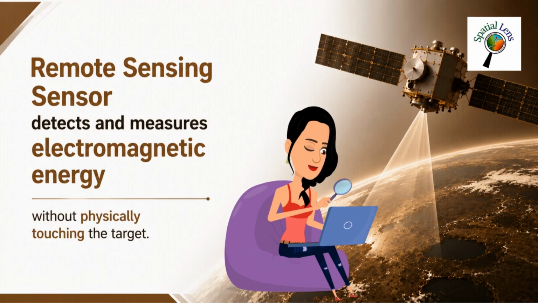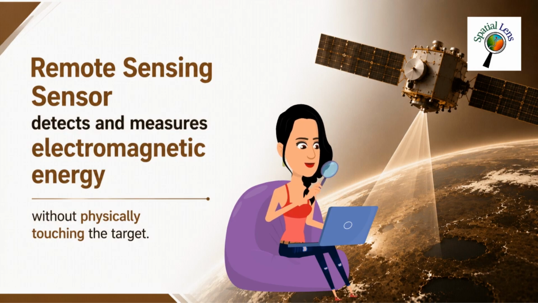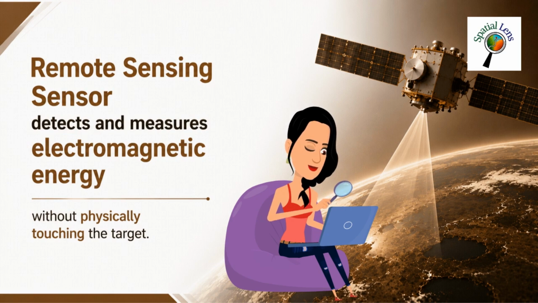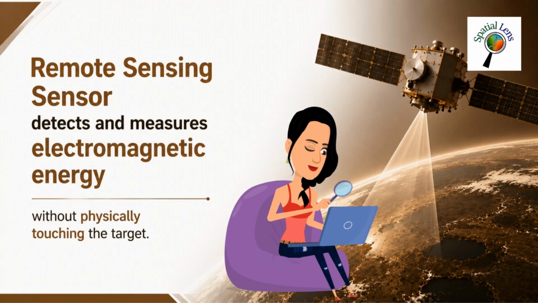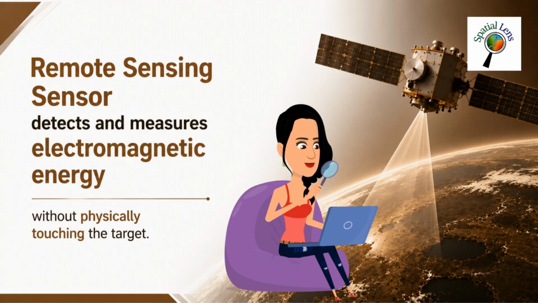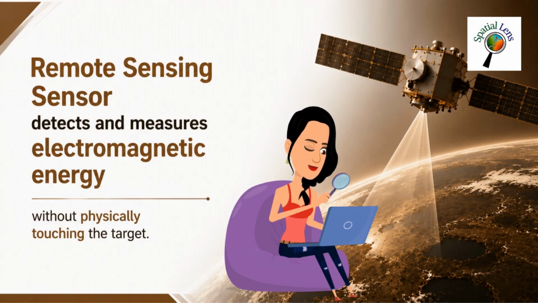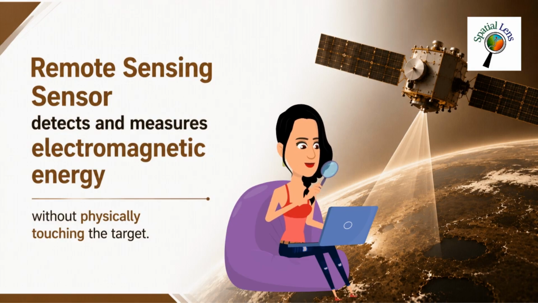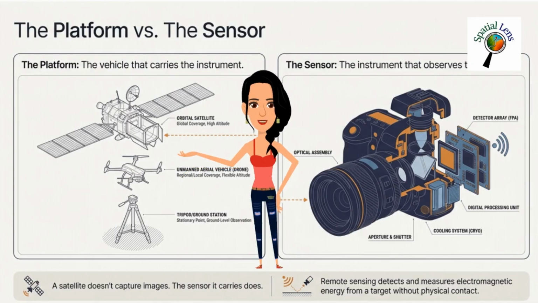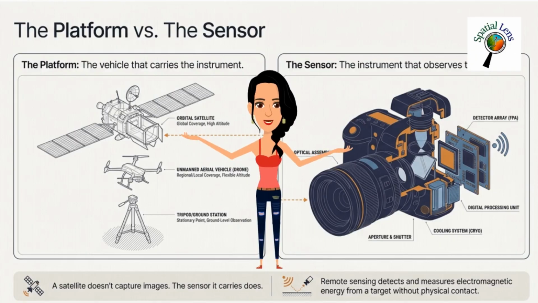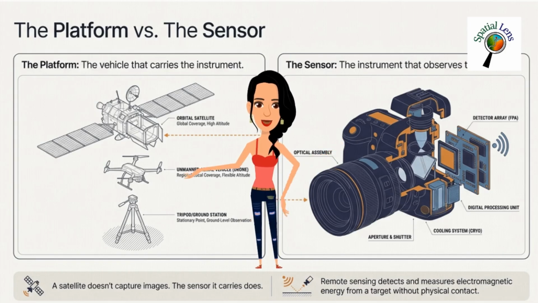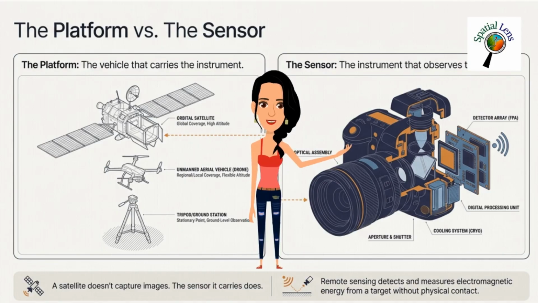A remote sensing sensor is an instrument that detects and measures electromagnetic energy coming from a target without physically touching it. This energy may be reflected from the Earth's surface, emitted by the surface, or returned after a signal sent by the sensor interacts with the target. The sensor records this energy and converts it into data that can later be processed into images and other useful information. So, in the simplest terms, the platform carries the sensor, but the sensor is what actually observes the Earth.